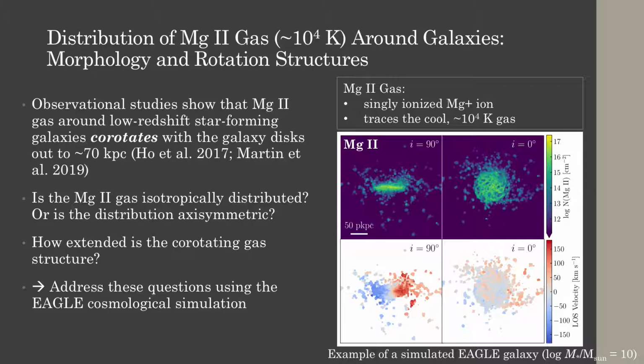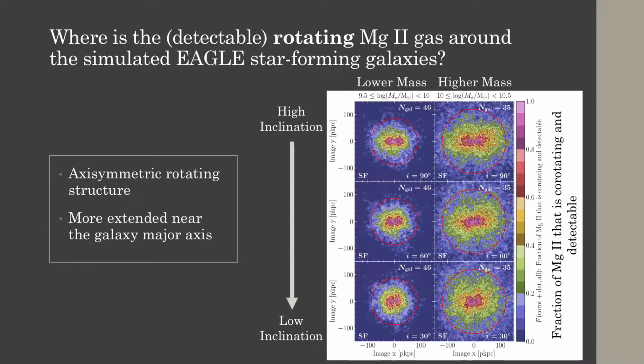While this is a single galaxy example, let's look at stacks of galaxies. Here, the color map shows the fraction of galaxies in each stack with corotating magnesium-2 gas, and the magnesium-2 gas has high enough column density to be detected. Different columns show results from different stellar mass bins, and different rows show galaxies projected at different inclination angles. From the shape of the contour, we clearly see that the corotating magnesium-2 gas is not isotropically distributed, but has an axisymmetric structure. Also, the corotating magnesium-2 gas is more extended near the galaxy major axis, which is the horizontal axis of the plot, but is less extended near the galaxy minor axis, which is the vertical axis of the plot.